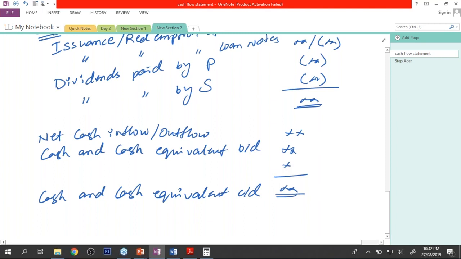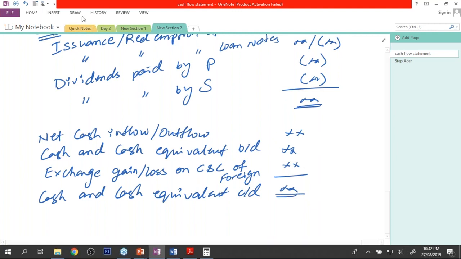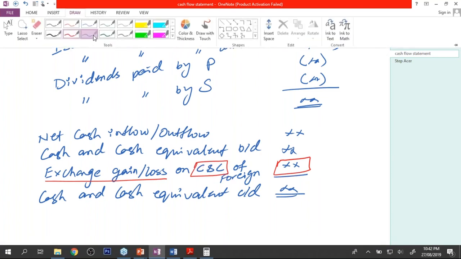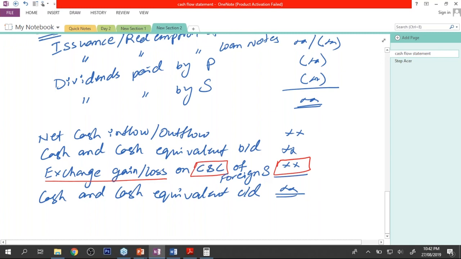Okay, now there's one more very important thing which I have left the space for. If we have a foreign subsidiary, the exchange gain or loss on cash and cash equivalents of the foreign subsidiary is also adjusted over here, in between these, to get the cash and the cash equivalents carried down.